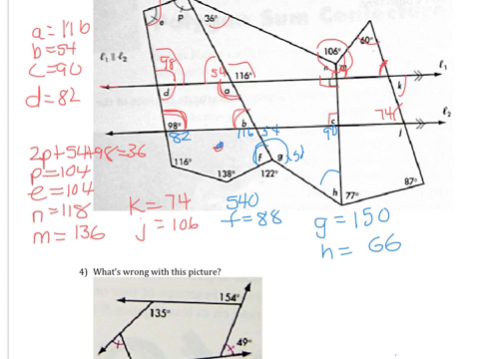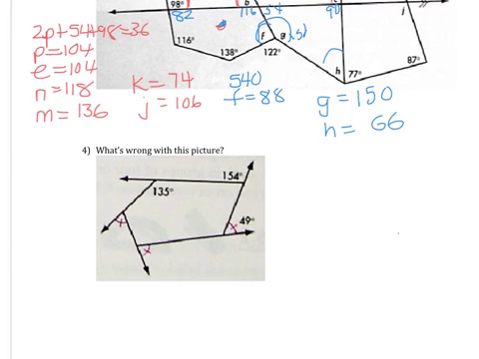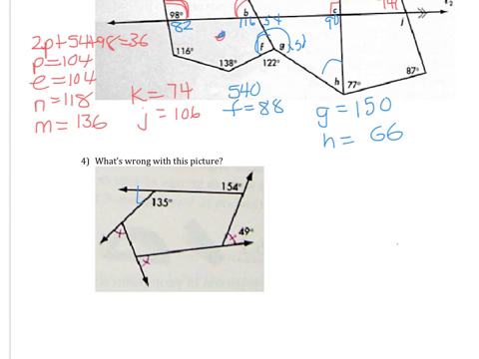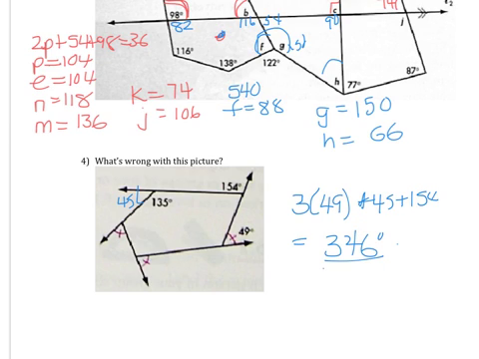And did I miss any? I think we got them all. Okay, what is wrong with this picture? All 3 of these exterior angles that are marked have to be 49. This one has to be 180 minus 135, or 45. So go ahead and add up your exterior angles now. 3 of them are 49, one's 45, and one is 154. I believe I got it to be 346, so something has to be wrong. It has to add up to be 360. The sum of the exteriors are always 360.